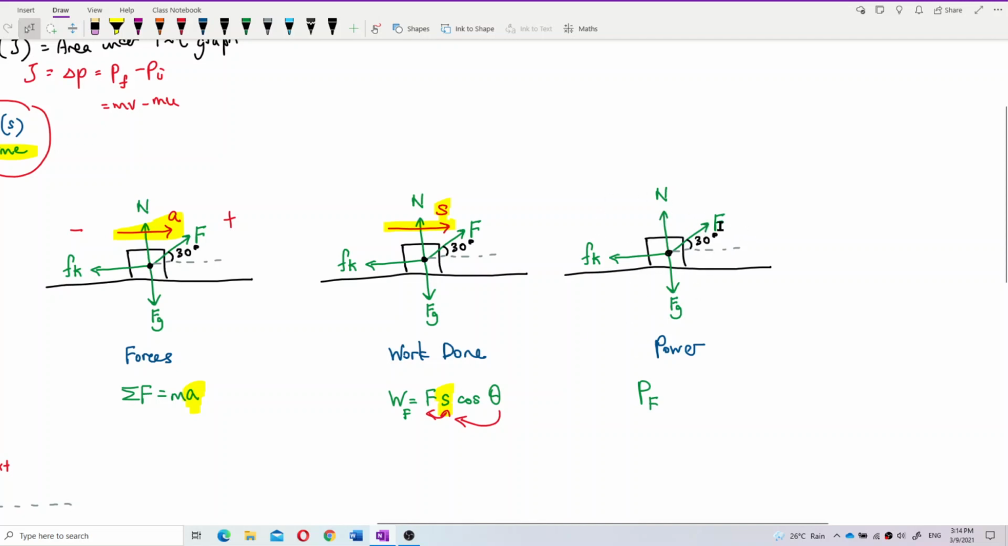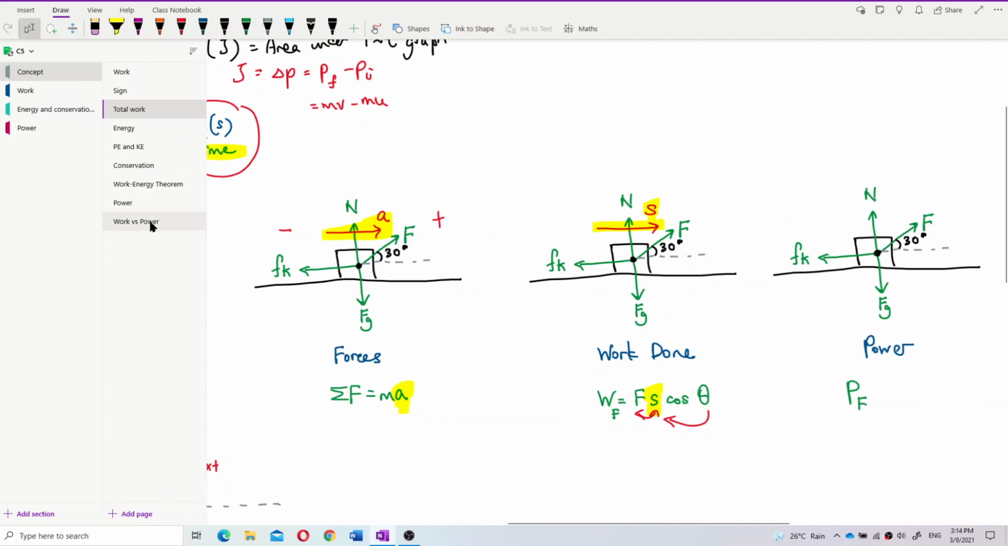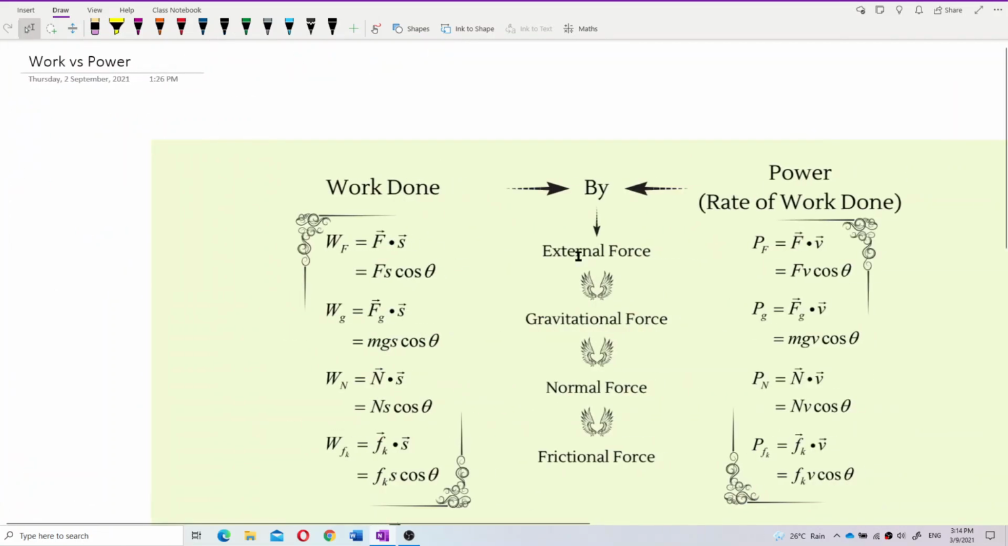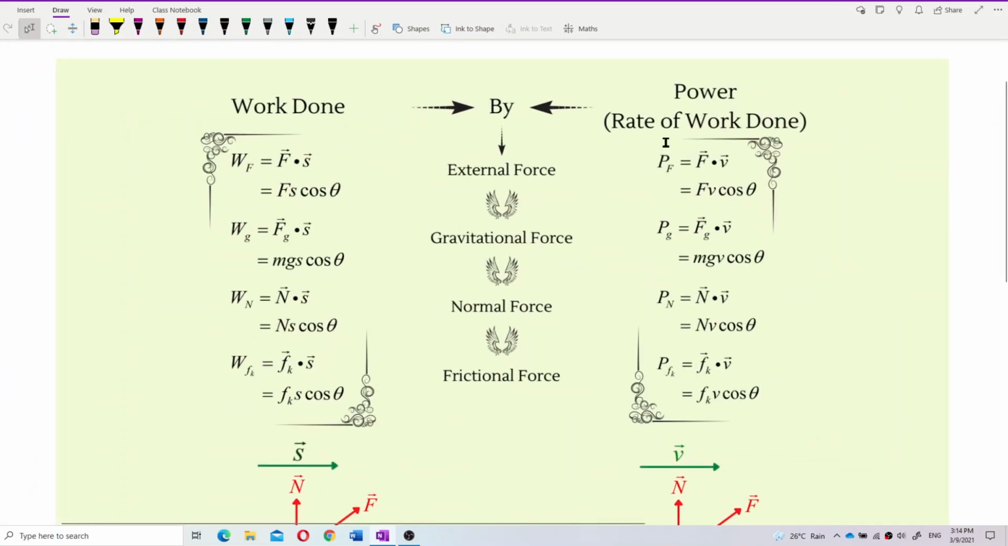We have power by external force, power by normal force, power by friction, power by gravitational force. In the last video, I explained about this power. You see that? Power also has power by external force, power by gravitational force, power by normal force, power by friction, just like work done has work done by external force, work done by gravity, work done by normal force, work done by friction.